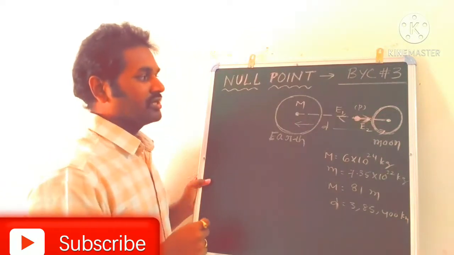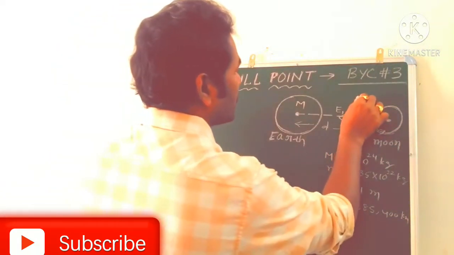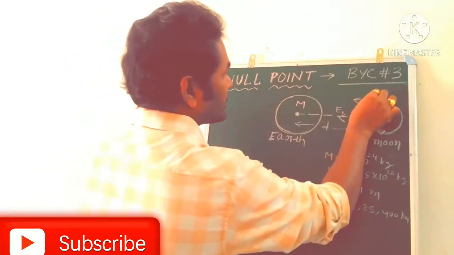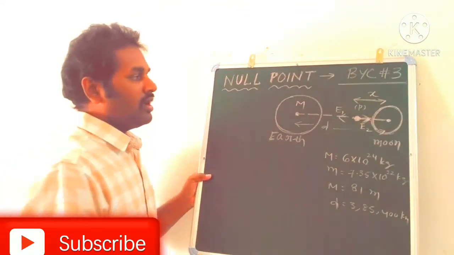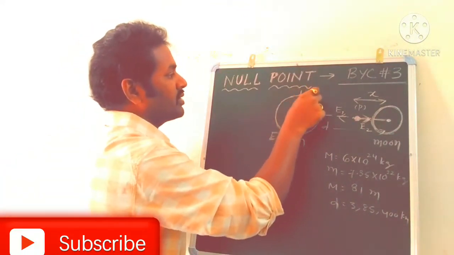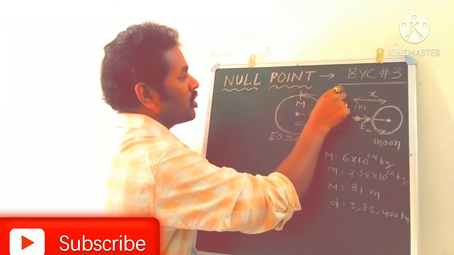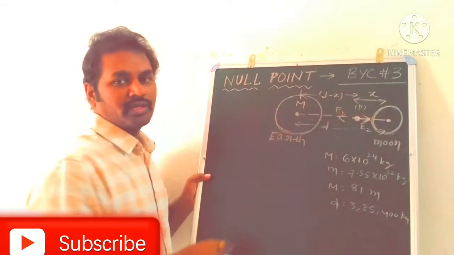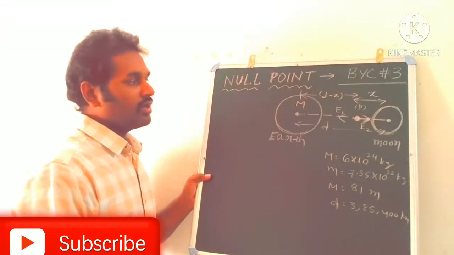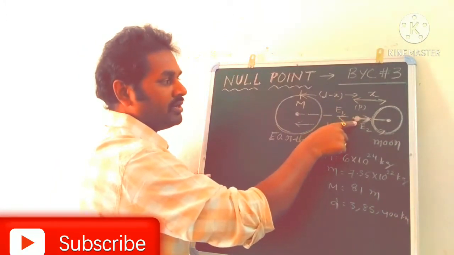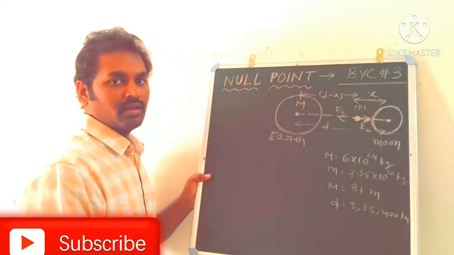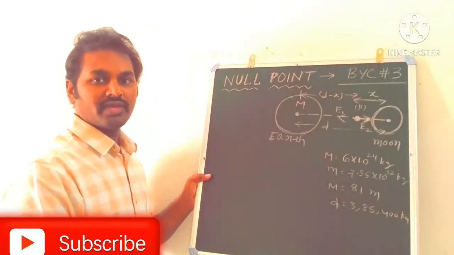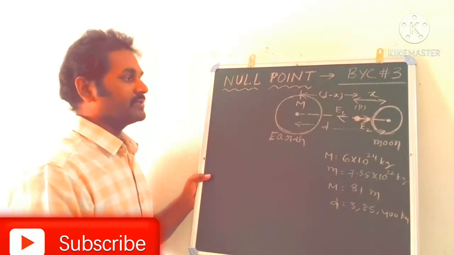To get that position, let this point be at a distance from the center of the moon, which we can take as x, and the remaining distance, from the center of the earth to that point, comes as how much? d minus x, where d is the separation between the two given bodies, and x is the position of point P from the center of the moon, and d minus x comes as the distance to the same point from the center of mass of the earth.